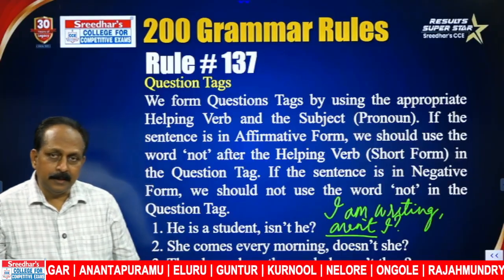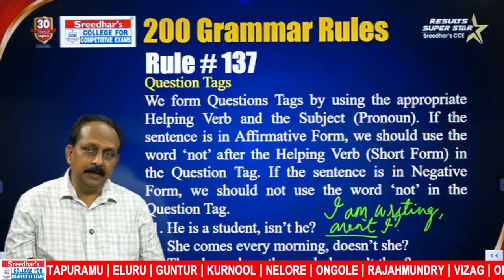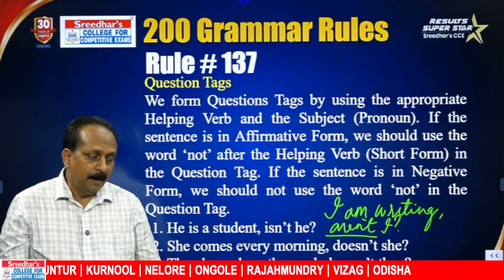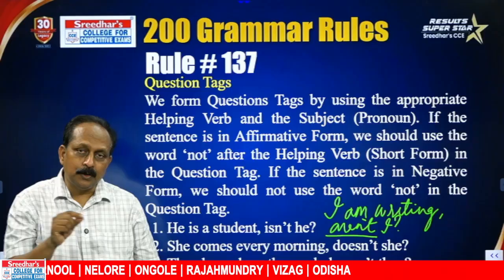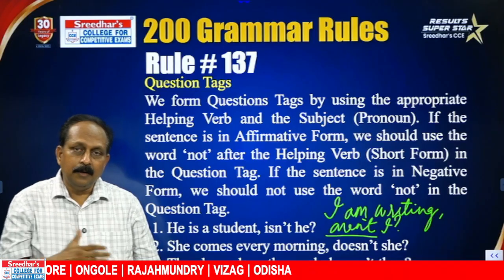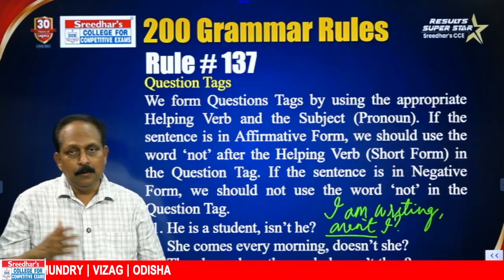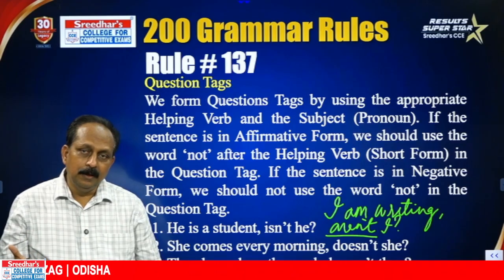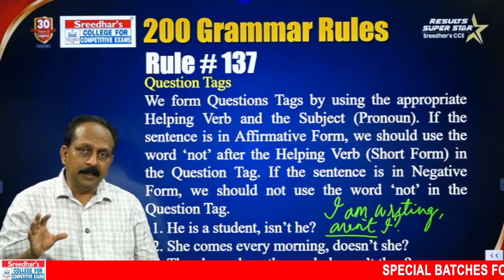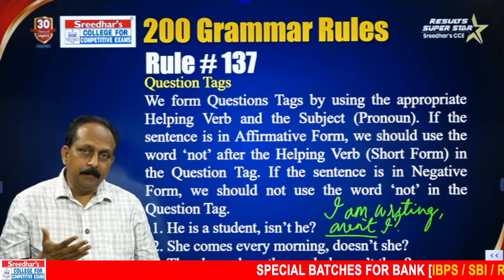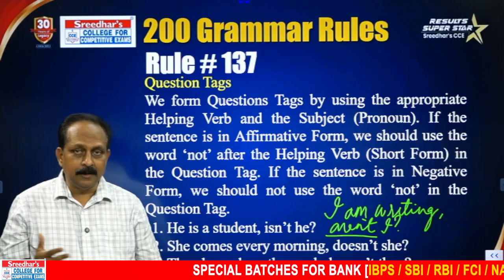And coming to past tense, he came yesterday, didn't he? And he did not come yesterday, did he? Then past continuous, she was cooking, wasn't she? They were watching TV, weren't they? Future, he will come tomorrow, won't he? She will be coming tomorrow, won't she? All the future tenses take the same tag. Will she, won't she? Present perfect, he has done the work, hasn't he?